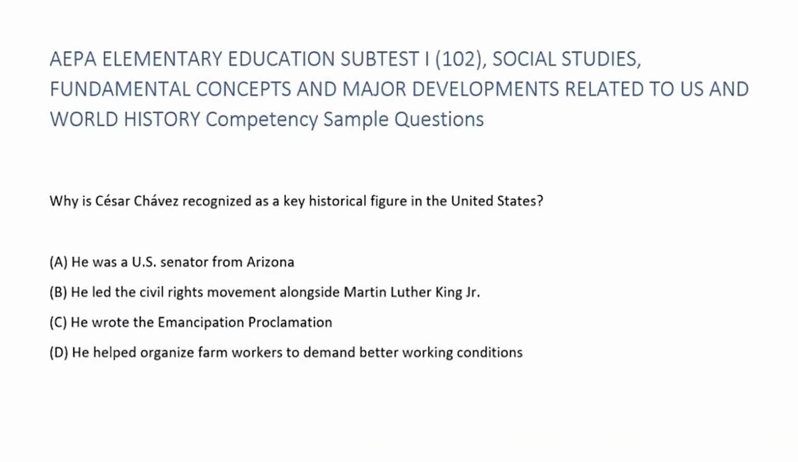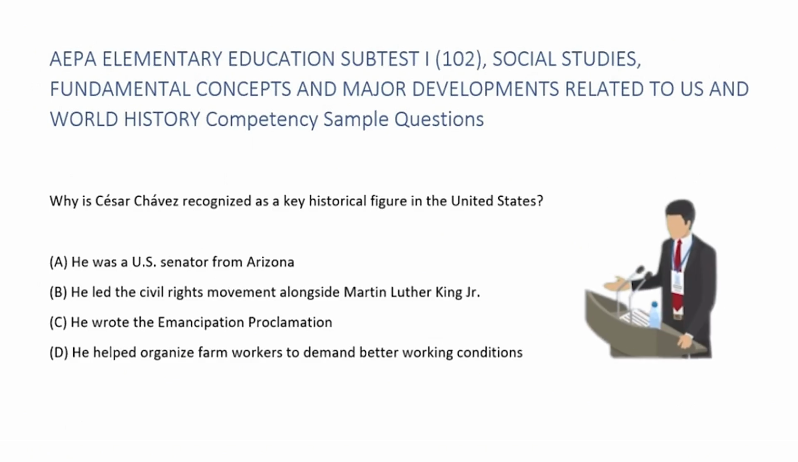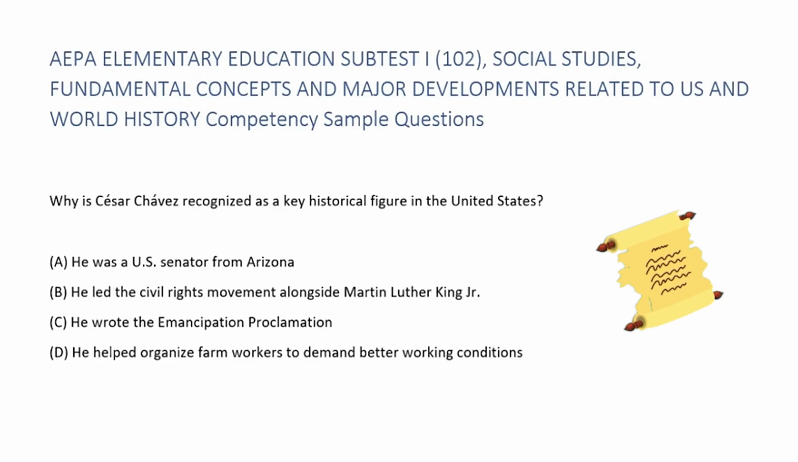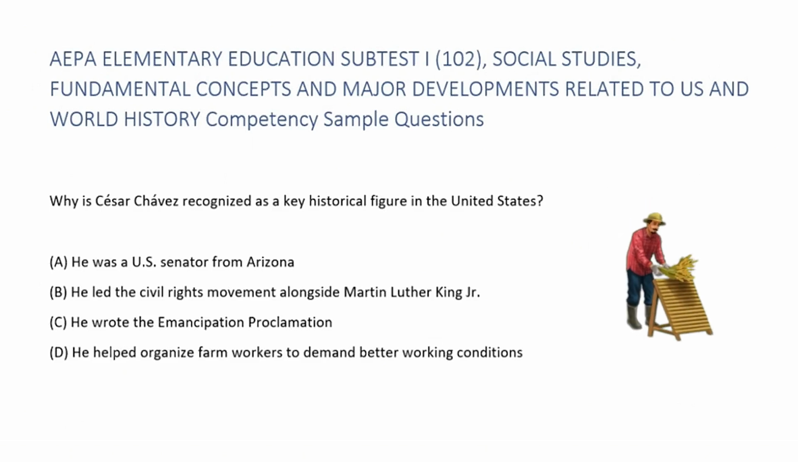Question number 3. Why is Cesar Chavez recognized as a key historical figure in the United States? A. He was a U.S. Senator from Arizona. B. He led the Civil Rights Movement alongside Martin Luther King Jr. C. He wrote the Emancipation Proclamation. Or D. He helped organize farm workers to demand better working conditions. The answer is D. He helped organize farm workers to demand better working conditions.